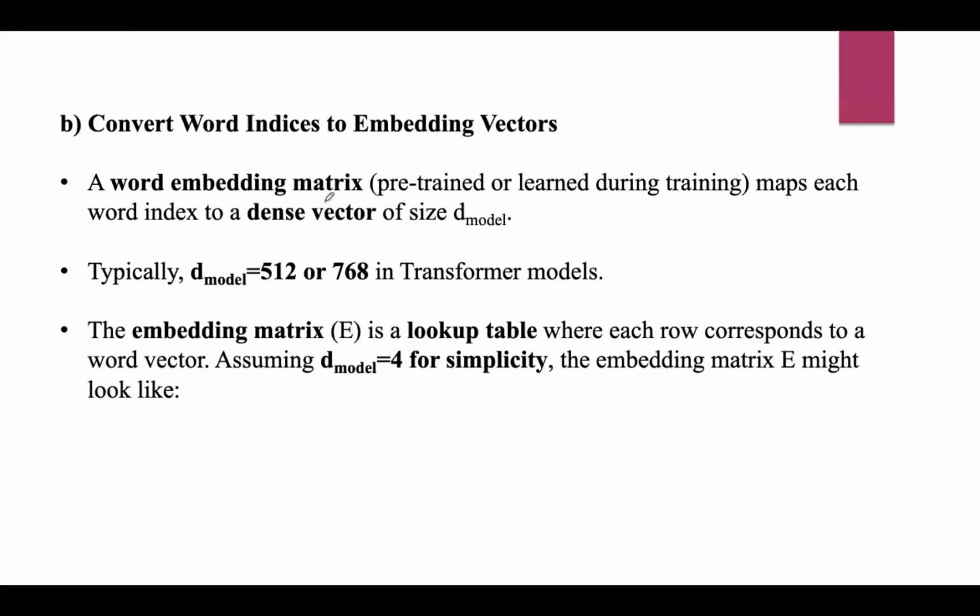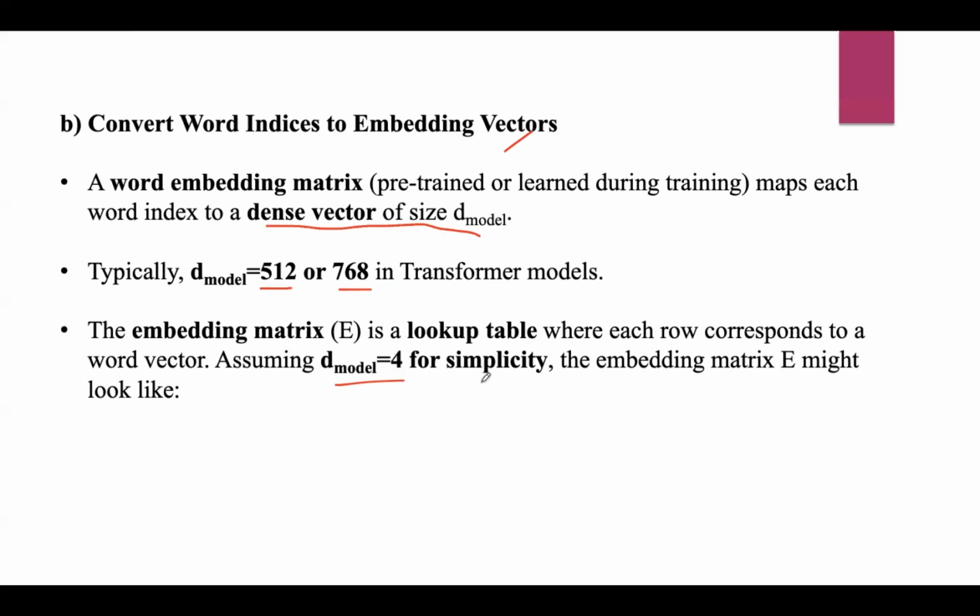Then step 2, convert the word indices into embedding vectors. Here the word embedding matrix maps each word into a dense vector of size D model. Usually in a transformer model, this D model value will be either 512 or 768. So we are assuming the D model value as 4. That is the total number of columns for every word as 4. So this is the size of a vector.